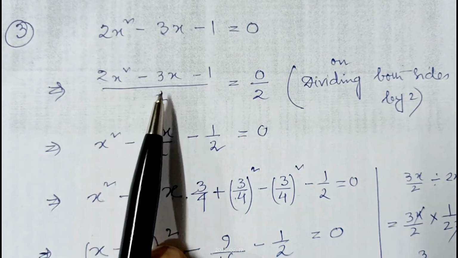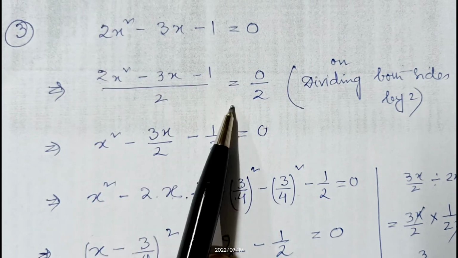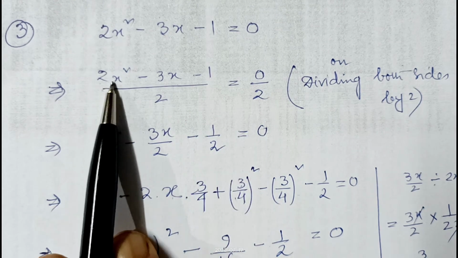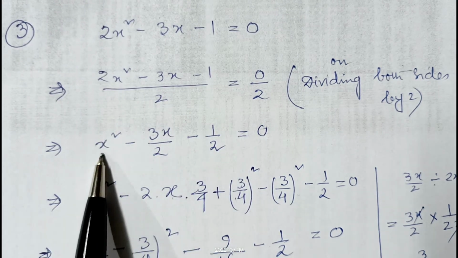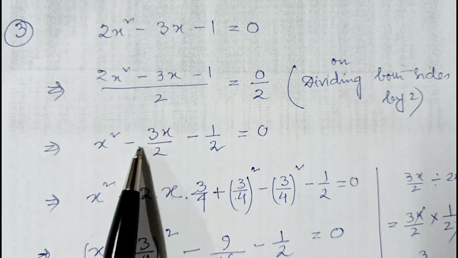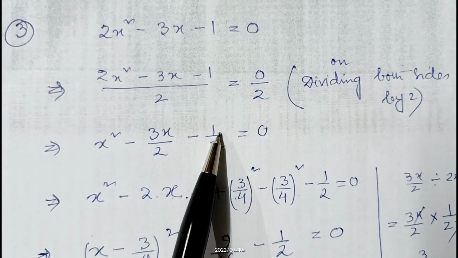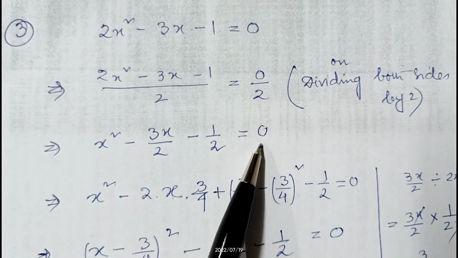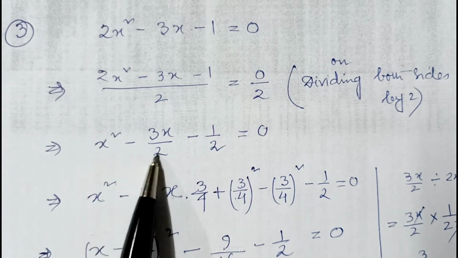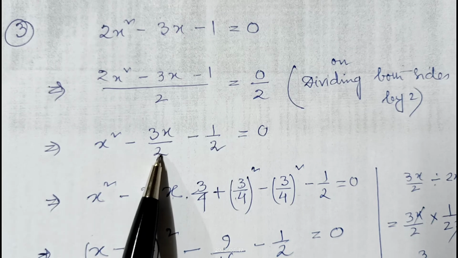So 2x² − 3x − 1 by 2 equals 0 by 2. 2x² by 2 will be x², −3x by 2 will be −3x/2, −1 by 2, so minus half, equals 0 by 2, which is 0. Now we have to express it in terms of the (a − b)² formula.